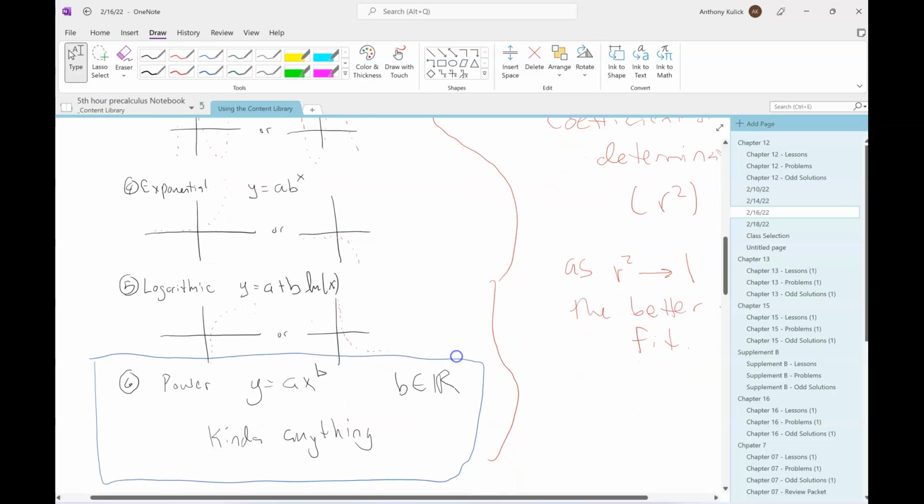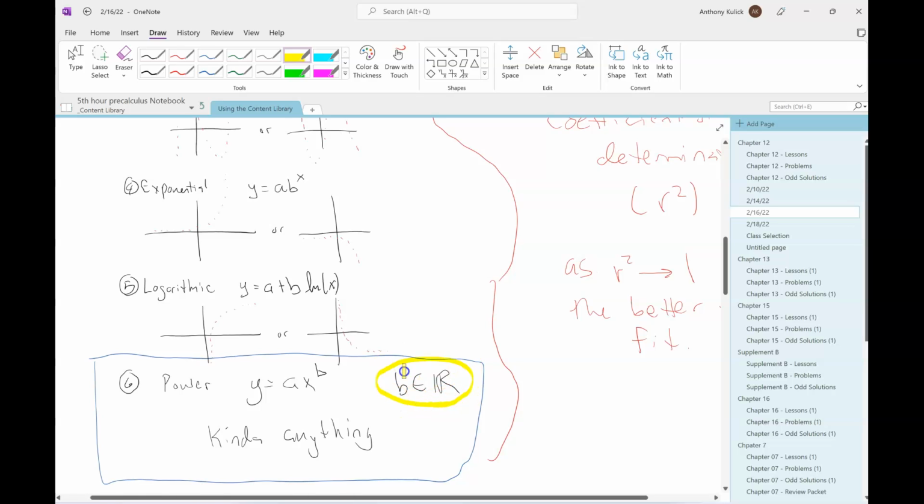And then our last one is this power model. So this is kind of the new one. This is ax to the b. And you might say, looking at that, Mr. Kulik, that looks a lot like a polynomial, right? Like what's different from this thing than a polynomial?